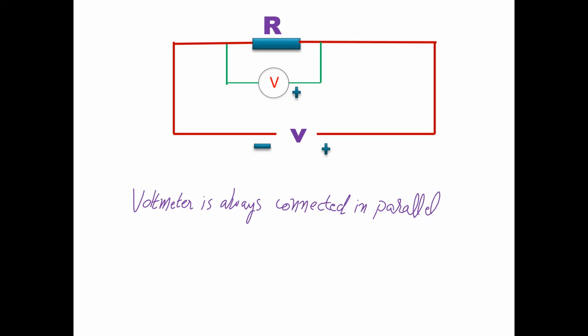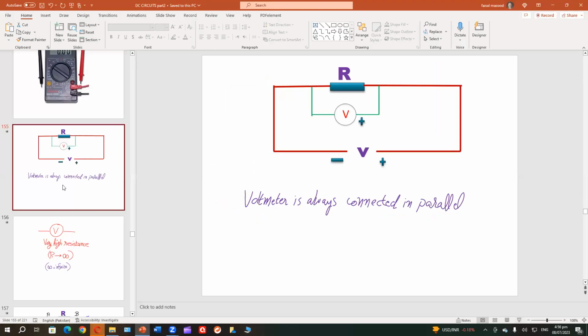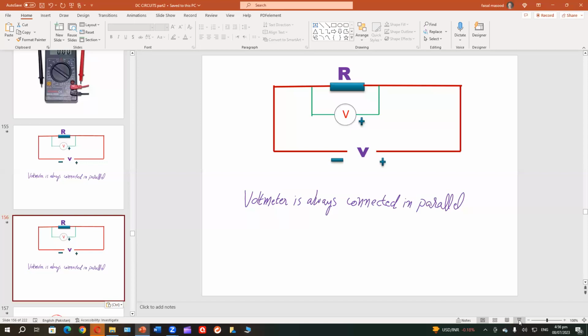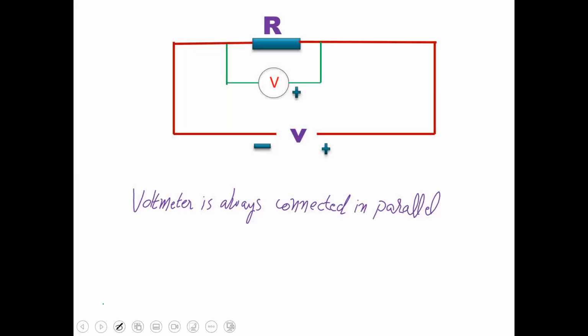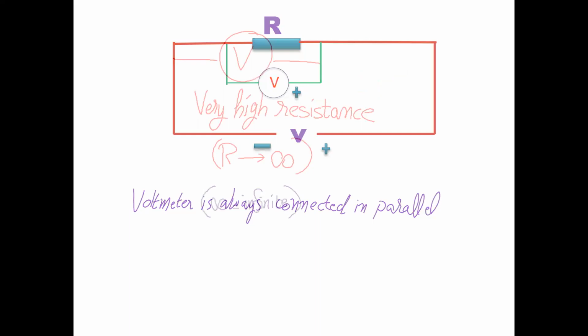Now, do you see the plus sign on the voltmeter? I'm showing the positive sign on the voltmeter, and it is good practice to show the positive polarity on the voltmeter. Examiners are impressed if you show the polarity. It shows that you have connected it correctly, because when you are putting a cell or a battery, you have to connect positive with positive. So it's a polarity mark.